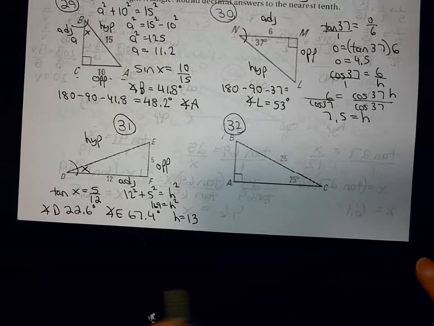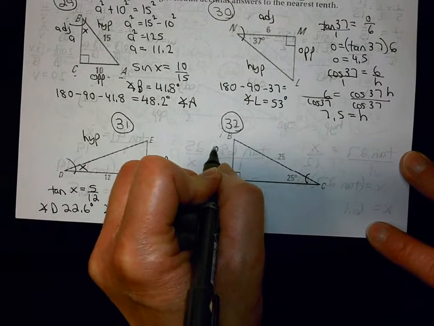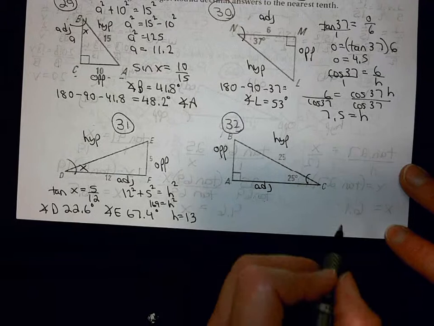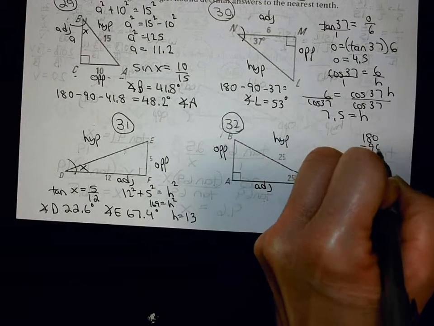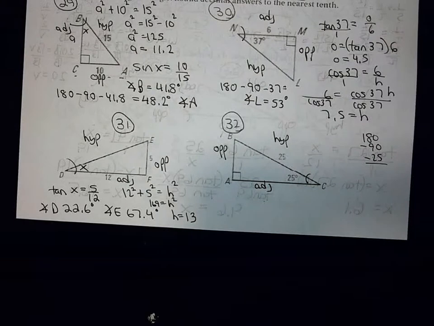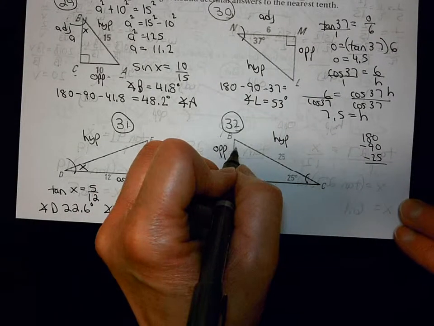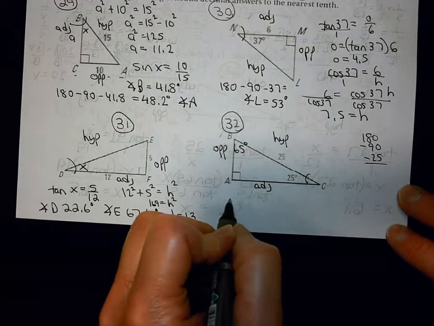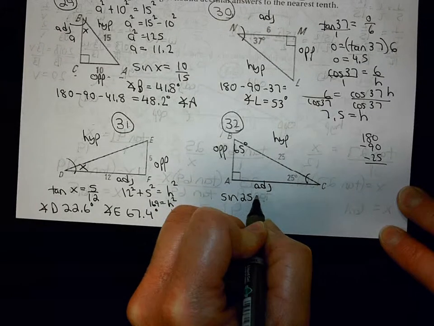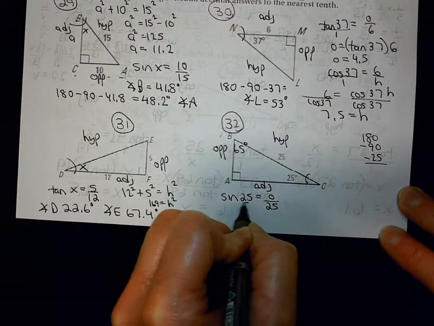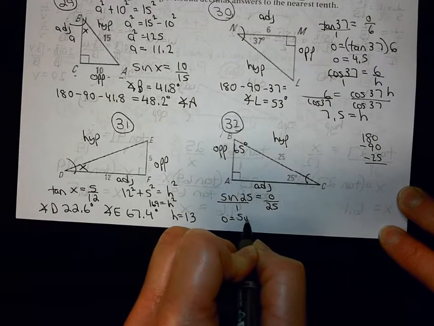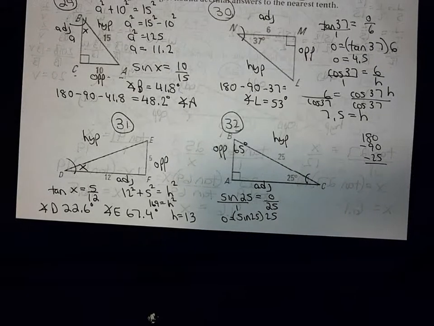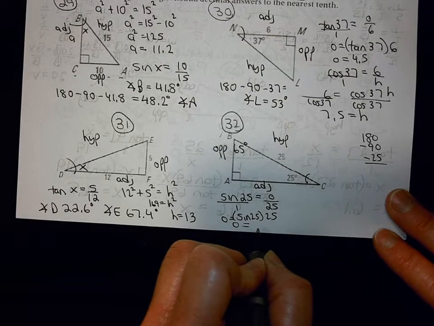Okay, last one. We know an angle, so we're going to stand there. Opposite, hypotenuse, adjacent. Okay, we can do our other angle right away. Remember 180 minus 90 minus 25. Okay, so this angle is going to be 65. Okay, we can do opposite and hypotenuse for sine. So we can do sine of 25 is going to be opposite over 25. We cross multiply. O is going to be sine of 25 times 25. So O is going to be 10.6.